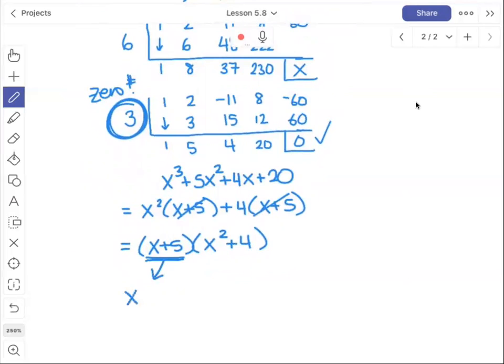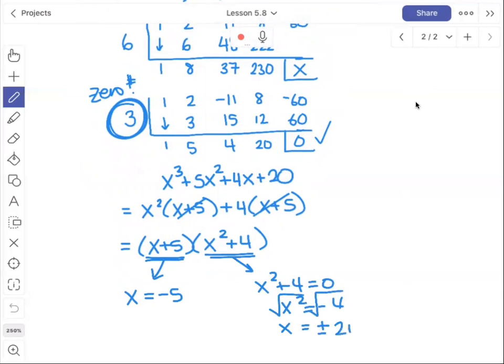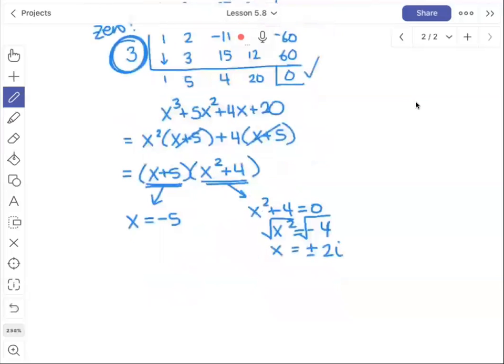So now we can get our zeros. This factor gives me a zero of x equals negative 5. This factor, set equal to 0, gets me x equals plus or minus 2i. Okay, this time they want all the zeros, so I'm going to take all of them. I get x equals 3, negative 5, positive 2i, and negative 2i.